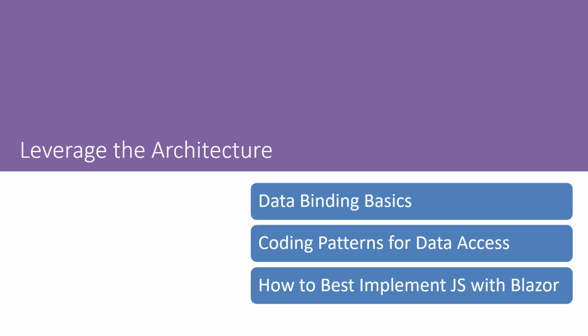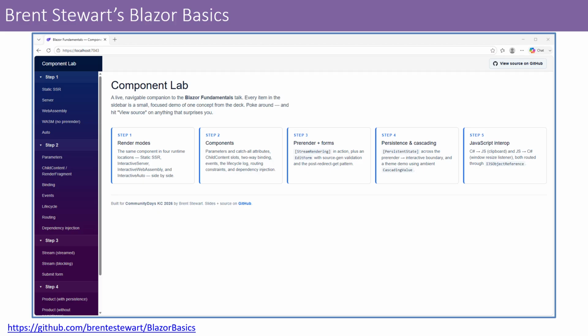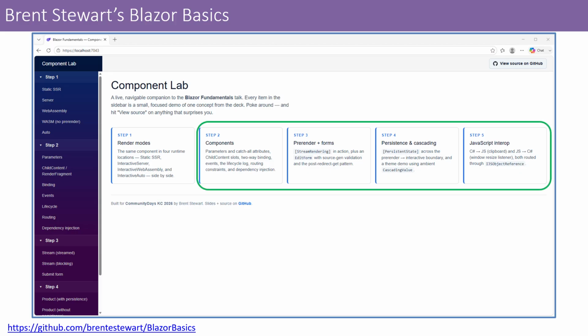So leveraging the architecture, when it comes to data binding basics, we'll look at some examples there, along with coding patterns for data access and how to best implement JavaScript within Blazor. So let's look at Brent Stewart's Blazor basics again. We'll let some of these demos play out when it comes to components, pre-render, forms, persistence and cascading, and JavaScript interop.